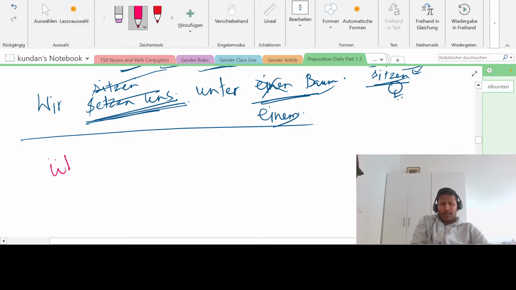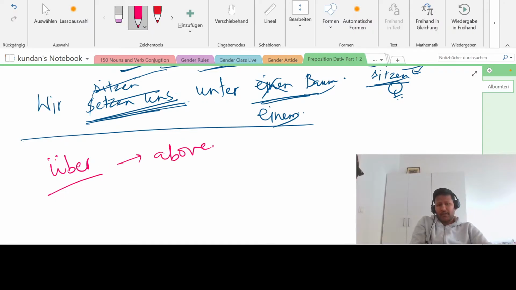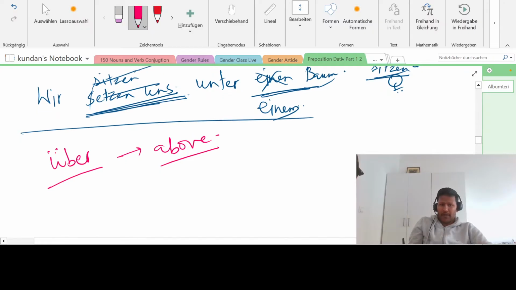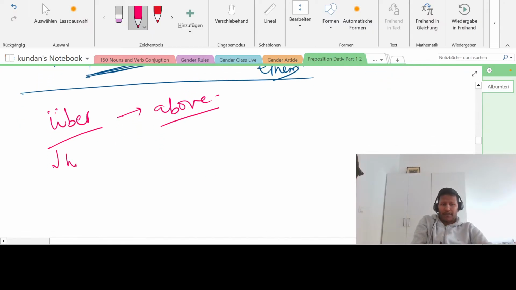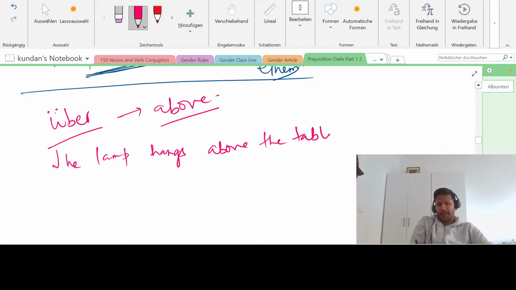Okay, this is über. Yeah, this is über. So this is used for above. This is also location, right? For example, if I say the lamp hangs above the table, the lamp hangs above the table. So this is a table and there's a lamp. From the roof it is hanging, okay? From the roof, just above.